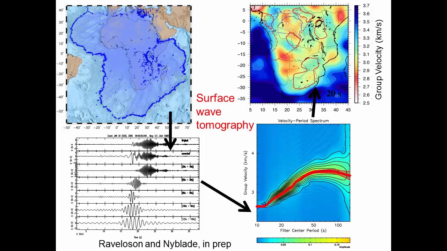So for each one of these paths, we have a set of data that looks like this: our seismogram that we can filter at different periods. For these data sets, we can then measure the velocity at which this wave packet, or this group of energy, is arriving, and that's shown over here. What's shown here is the group velocity versus period. At each period, we can measure the velocity at which this energy is arriving at that station.